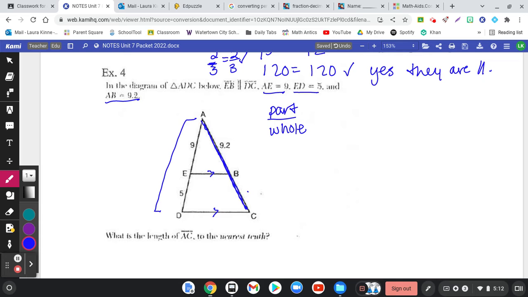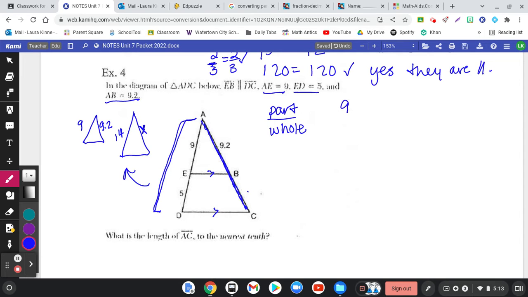Basically you're looking at two similar triangles where the shortest side would be 9 and 9.2, and then for the bigger triangle, this would be 14, and you're looking for x. It's totally up to you how you want to set it up. I think it's easier to go this route, but you could say, 9 over 5 equals 9.2 over x, and then once you get x, add it to 9.2 to get the whole thing. But I'm going to go this route, because if the parts are proportionate, so are the whole.